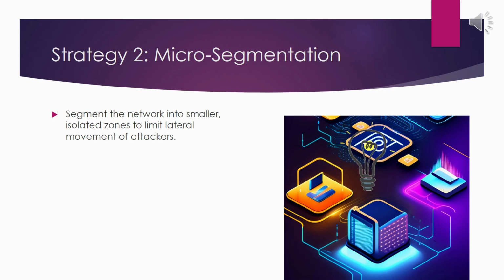Implementation considerations. 1. Network assessment. Begin with a comprehensive network assessment to identify segmentation needs and understand traffic patterns. 2. Policy definition. Define access policies based on business requirements, ensuring that legitimate communication is allowed. 3. Automation. Consider automation tools to dynamically adjust access controls based on changing conditions and threats.